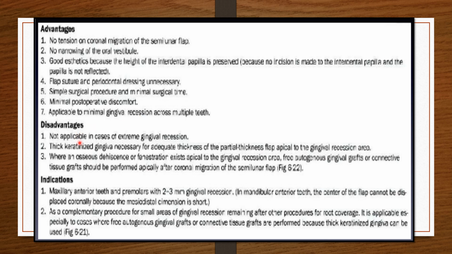Disadvantages: it is not applicable in cases of extreme gingival recession. Thick keratinized gingiva is necessary for adequate thickness to create a partial thickness flap. Where an osseous dehiscence or a fenestration exists apical to the gingival recession area, you cannot go for it, isn't it? What are the indications? Maxillary anterior teeth and premolars with 2 to 3 mm recession. It can be done as a complementary procedure for small areas of recession remaining after other procedures for root coverage. It is applicable especially in cases where free autogenous gingival grafts or connective tissue grafts are performed, because thick keratinized gingiva can be used. Okay.